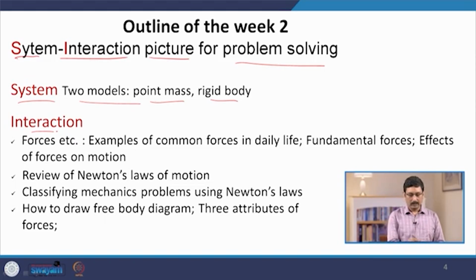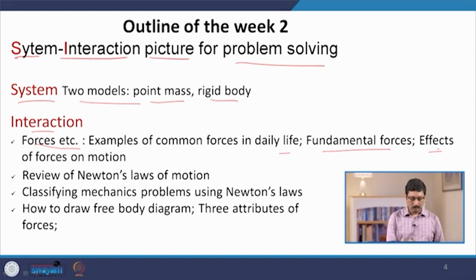We will review our basic concepts about forces, taking examples of common forces in daily life, and then we will talk a little bit about the fundamental forces and the modern physics point of view about forces. And we will talk about an important aspect: the effect of force on motion.